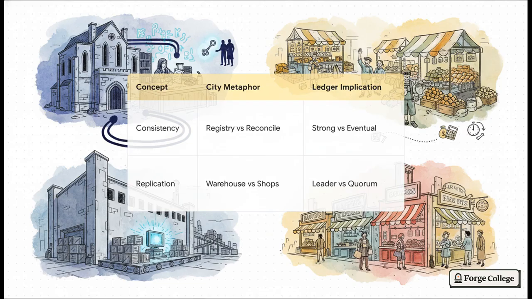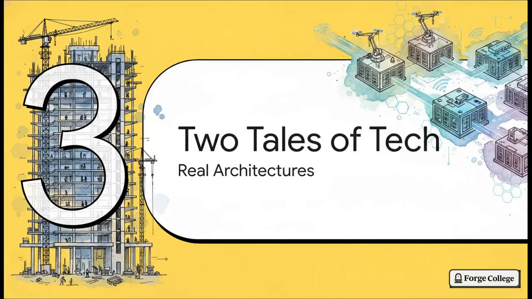But if you're just tracking, say, the total number of website visits, maybe it's totally fine if the local shops just reconcile their numbers at the end of the day. That's eventual consistency. It improves availability, meaning the shops stay open, but you do have to tolerate a little bit of temporary disagreement. Up next is section 3, two tales of tech, where we apply these patterns to real architectures.